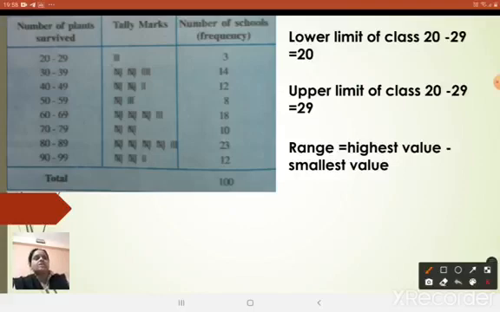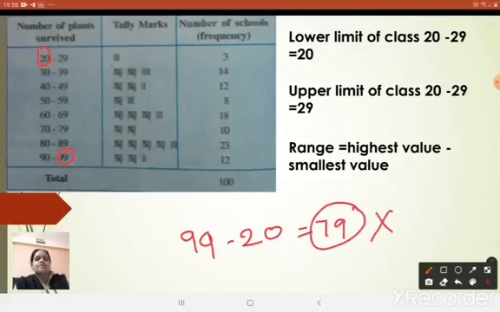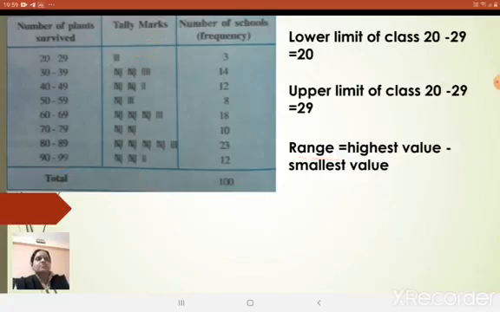The lowest value in the table is here as 20 and here 99. So if I subtract 99 minus 20, 79 is the answer. This answer is wrong. You will not get the range by using the table. For that you have to see the data. In that data, it may be possible that in 20 to 29, 28 is the smallest value. It may be possible that in 90 to 99, 98 is your highest value. In that case your range will change. So you have to find the range by using your data, not by your table.